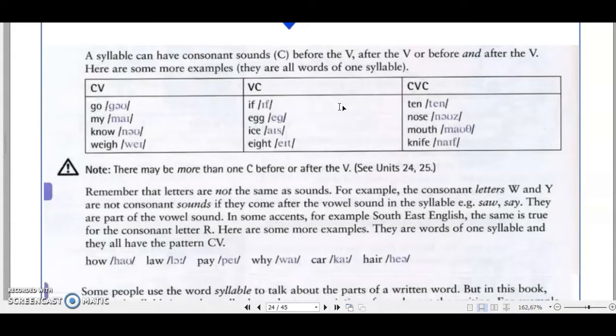In this part of the booklet, you will see that you can have syllables of different types. You can have, for example, consonant vowel, that is onset peak, vowel consonant, or consonant vowel consonant. So here you have some examples: go, my, no, way, if, egg, ice, eight, ten, nose, mouth, knife. Okay, there you have different types of syllables.